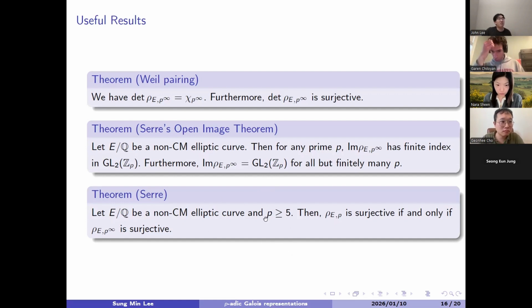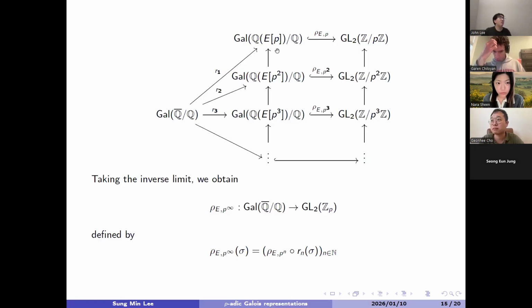If E is a non-CM elliptic curve and p is at least 5, then rho p is surjective if and only if rho p-infinity is surjective. Here, all these depend on the choice of E, and maybe in some cases rho p is surjective but not rho p-squared. Maybe it's not surjective at a certain finite level, like maybe not for p cubed, but starting from p to the power 4, it becomes surjective. It cannot be the case that everything is not surjective, because in that case, it would have infinite index. But at a certain level, it should stabilize to be surjective and keep going on.